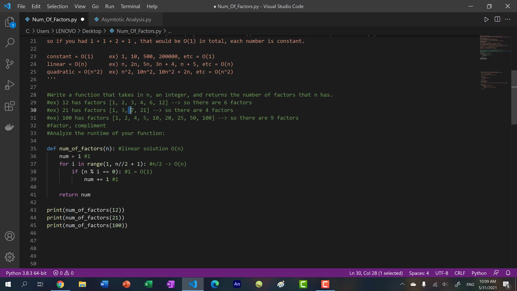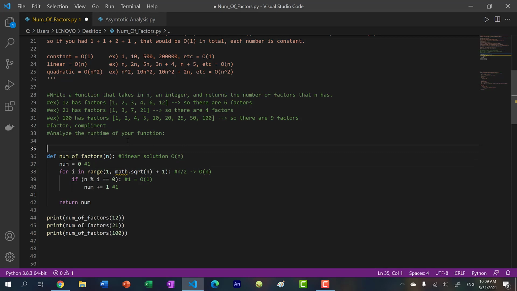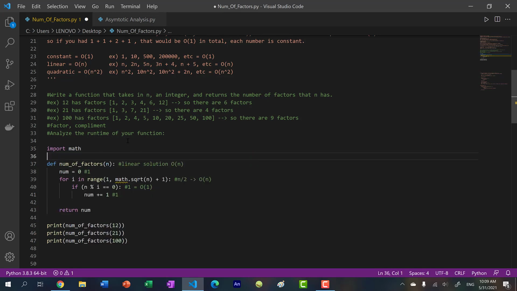Okay, so to write our solution, we put num back to 0, and then we go from 1 to math.sqrt of n. So I'm going to import math. You can also do n to the power of 1/2, or you can also say n to the power of 0.5. Either of these work. So I'm just going to use the square root function. We're going to take the square root, and remember, square root returns a float, so we're going to convert this to an integer.